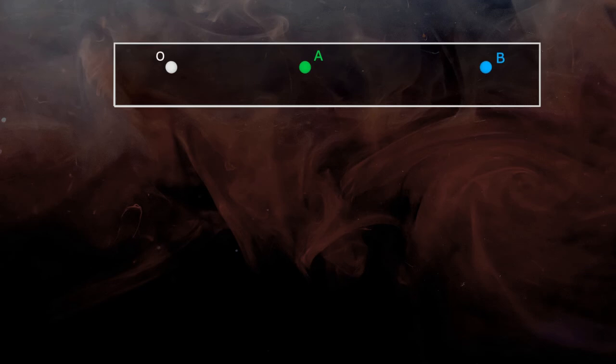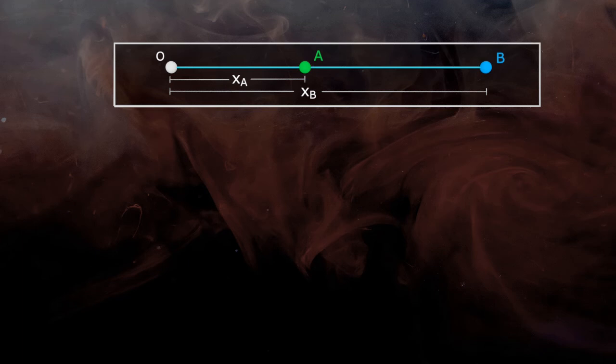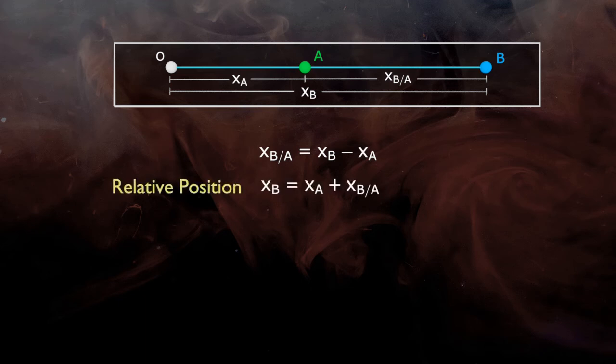Suppose two independent particles A and B are moving along the same straight line and their positions from origin O at any instant t are xa and xb respectively. Then the relative position coordinate of B with respect to A is equal to xb minus xa. So we get relative position of B, xb is equal to xa plus xba.